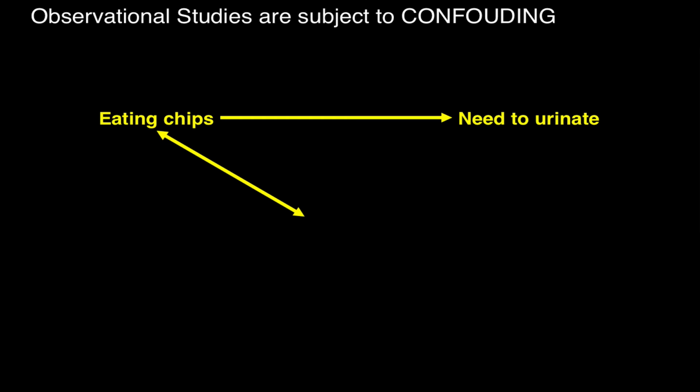Here's another one. Imagine the exposure of eating chips, or Cheetos if you want. It appears to be related to the need to urinate. Is it really eating the chips, or is there something associated with eating chips that in fact drives the need to urinate? What do you think? If you chose drinking beer, you and I are on the same wavelength.